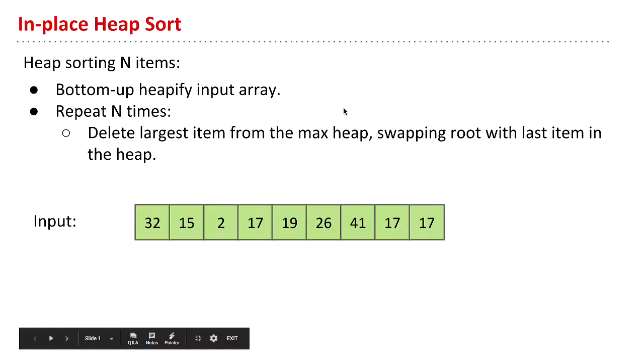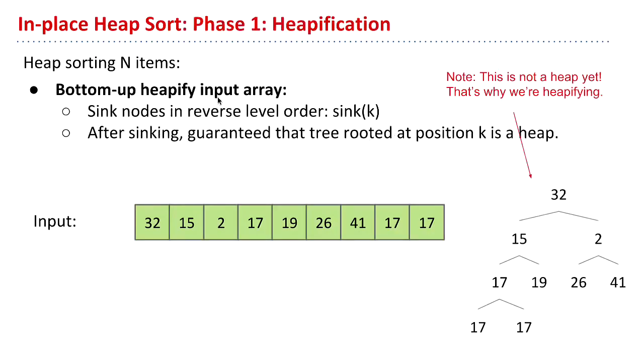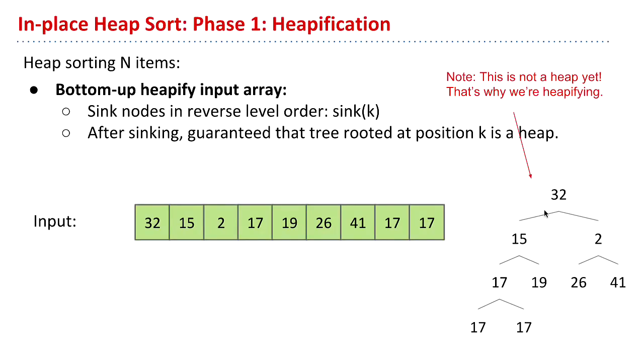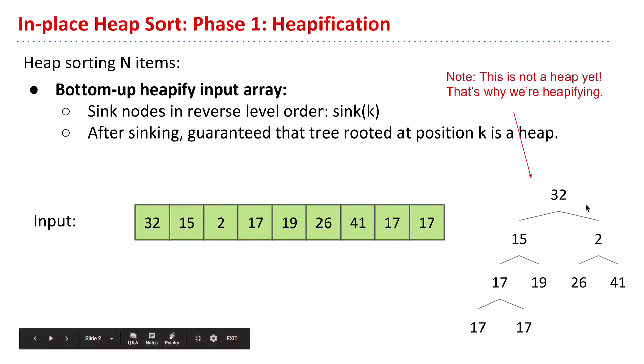Okay? So what we're going to do is start by bottom-up heapifying the array. This is a process I'm just throwing at you out of nowhere. Ordinarily, if we had an extra 10 minutes, I'd make you guys invent it with me, but I don't think it's that deep. So what we're going to do is sink the nodes in reverse level order. That is, we're going to start by sinking 17, then 41, 26, 19, 17, 2, 15, 32. And once we do that, then we will have a heap. So right now, you'll see this is not a max heap.